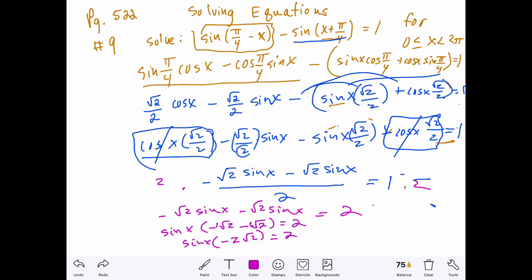Well, I'm solving for x, so I want to isolate x. So I'm going to divide by negative 2 root 2, negative 2 root 2. My 2's will cancel and I'm left with negative 1 over root 2. If I rationalize, then that's negative root 2 over 2.